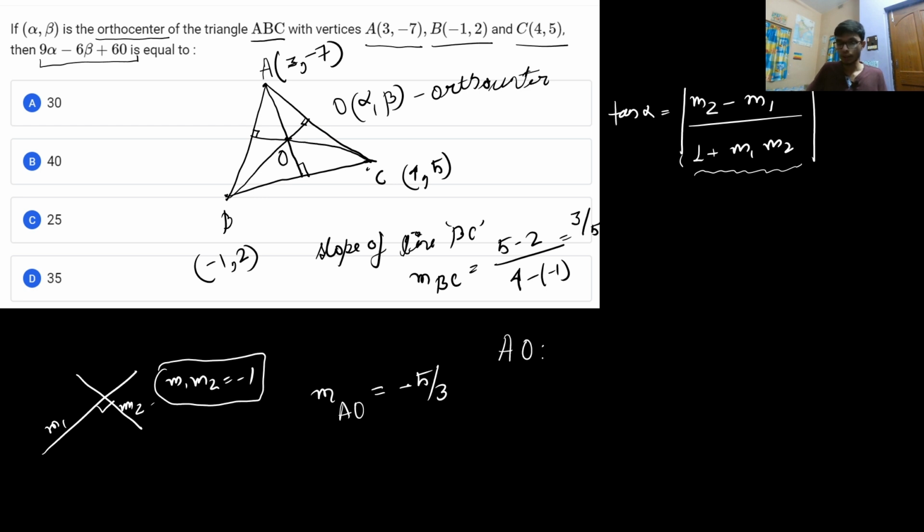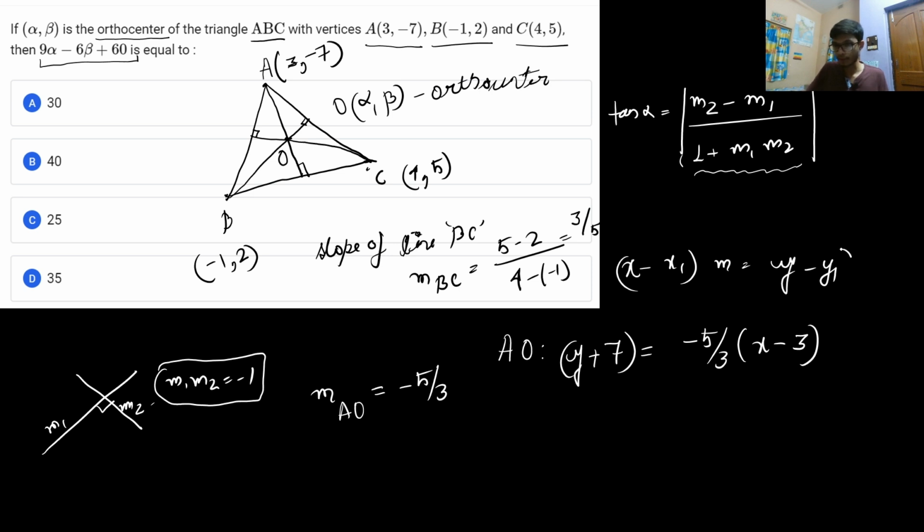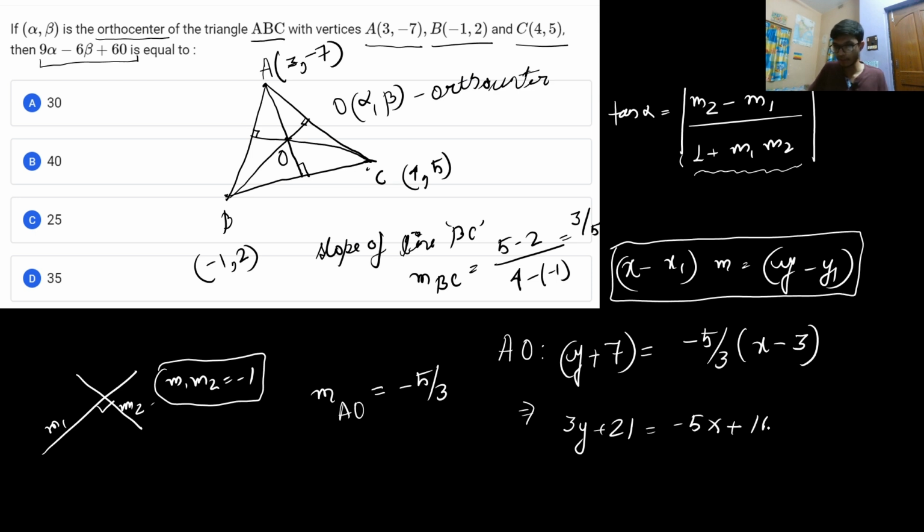If I ask you to write the equation of the line joining A and O, you can use the one point and slope approach: y - (-7), that is y + 7, is equal to the slope -5/3 into (x - 3). The formula is y - y1 equals slope into (x - x1). This is the one point and slope approach of writing the equation of a straight line. From here you get 3y + 21 = -5x + 15. Taking 5x to the left hand side, you get 5x + 3y = -6. Let us label this as equation number 1.